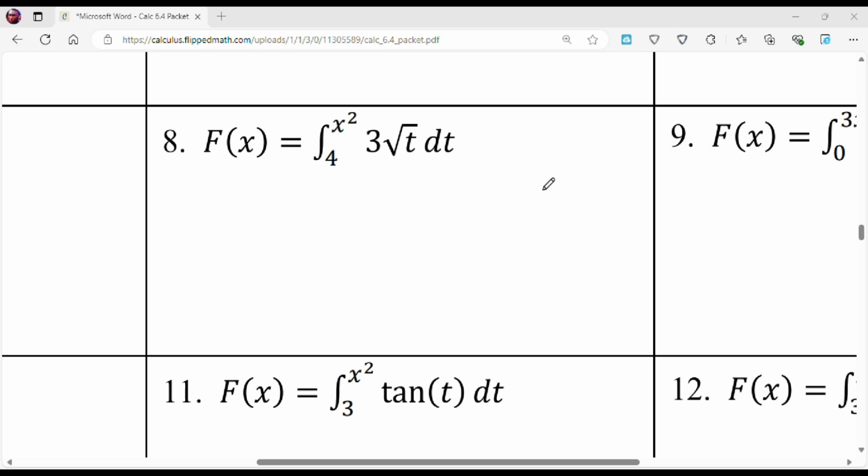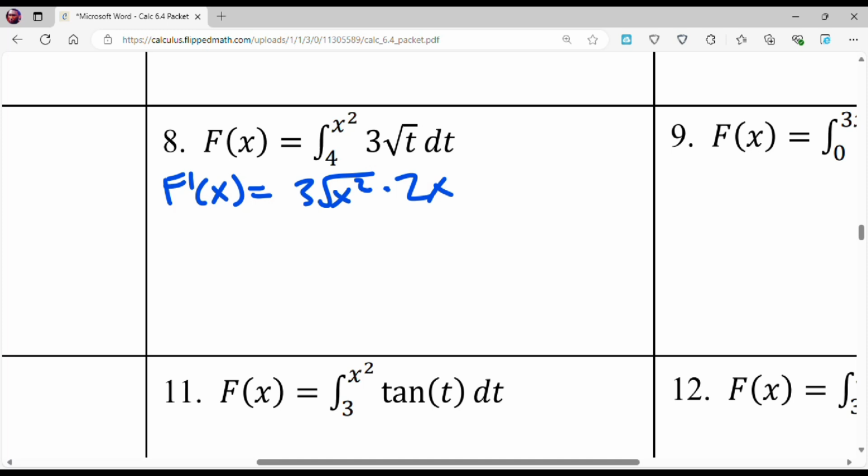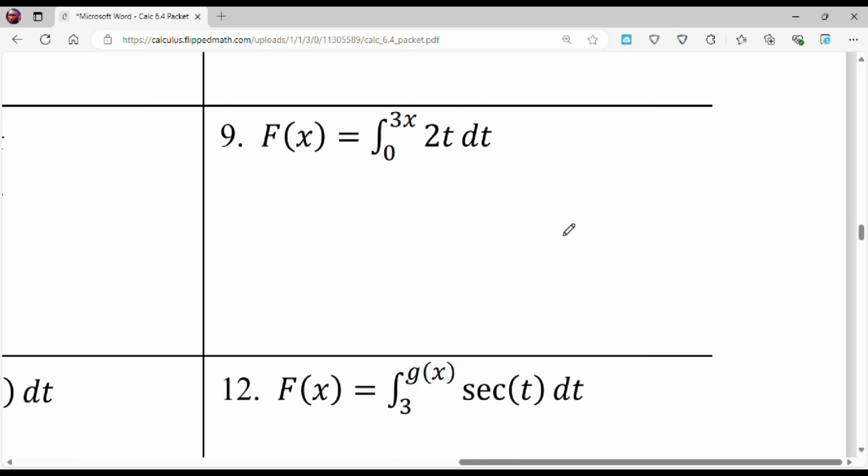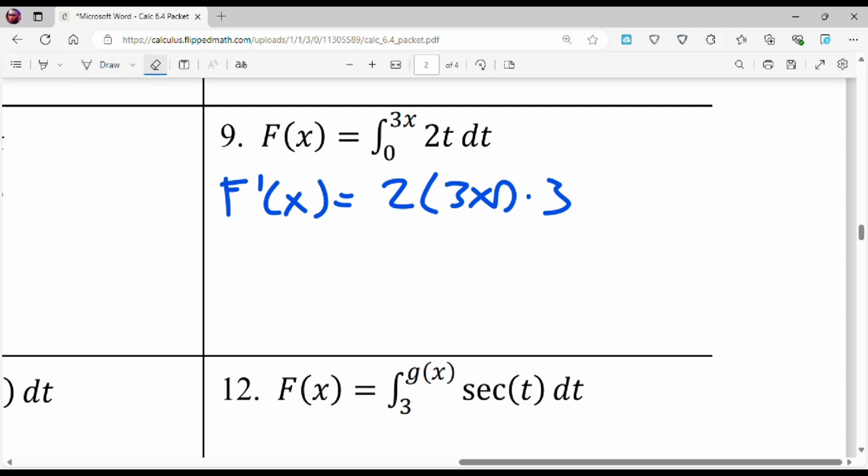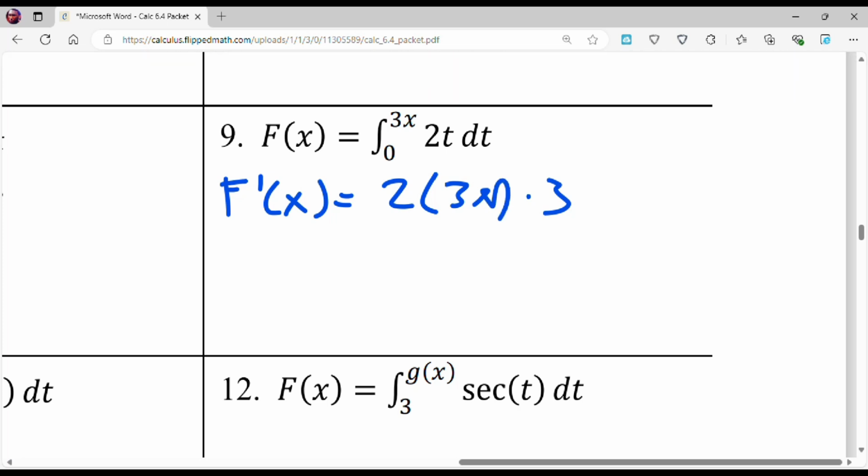F of x equals that, so the derivative of f is going to be equal to 3 square root of x squared times chain rule 2x. F of x equals integral from 0 to 3x of 2t dt. So f prime equals 2 times 3x times 3. Now that is very sloppy, so I'm going to erase. 2 times 3x. Oh, I did it again. Well, you know that's 3x, so there.